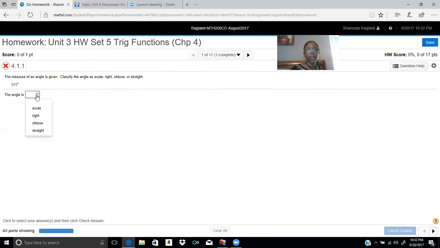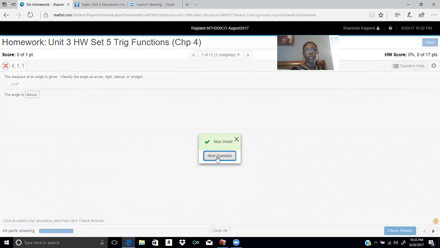And so now we know that it's not acute. We know that it's not right. We know that it's not a straight angle, okay, and obtuse is more than 90 but less than 180. So let's check it. And we got it right. So they're going to give us credit for it.